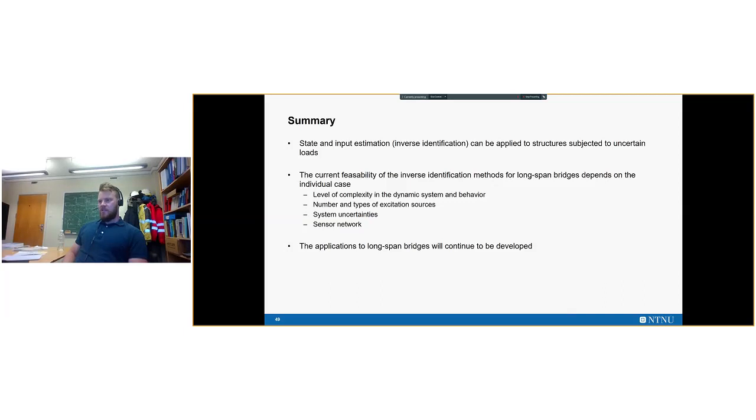So I think for now it's mostly the suspension type of bridges that can benefit from this type of methodology in understanding their behavior. However, in the future, we will continue to develop the applications to long-span bridges. And even though the robust estimation is still very difficult, we hope to continue to develop this in the forthcoming time.